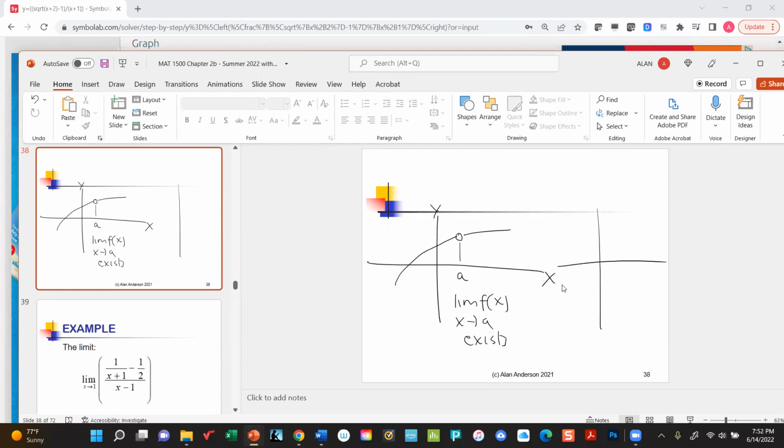But if you have something like this, because we have a gap in there, the limit does not exist. Because the value that the function is converging to is different coming from the left and coming from the right. That's why this is happening.